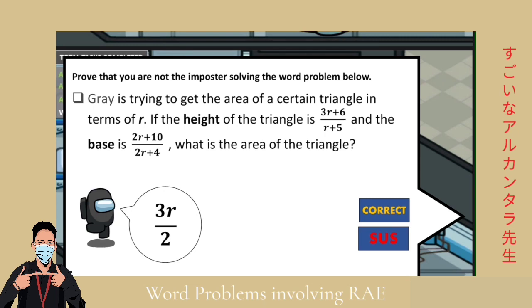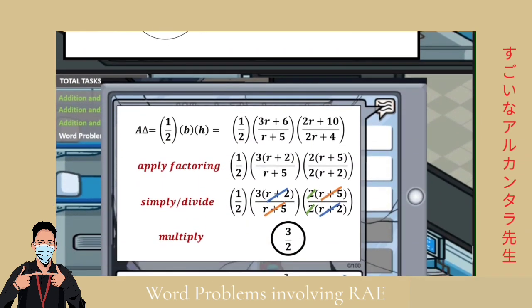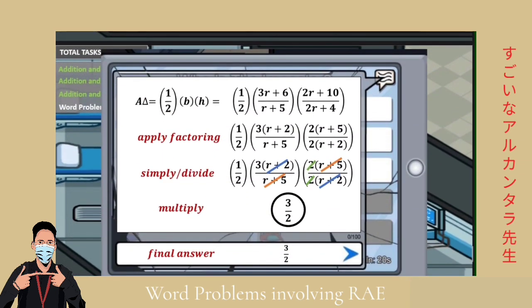And the figure we have here is a triangle. So the formula for the area of a triangle is actually 1/2 base times height. In some references, you can see it's base times height all over 2. That's also correct. It's just the same. So what we do now is we substitute the base and the height. Since the base is 3r plus 6 all over r plus 5, and then the height is 2r plus 10 all over 2r plus 4, just basically substitute it to the formula.